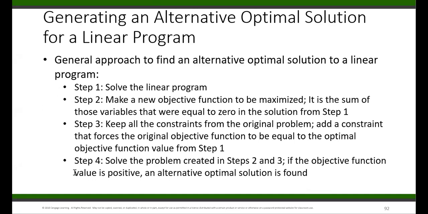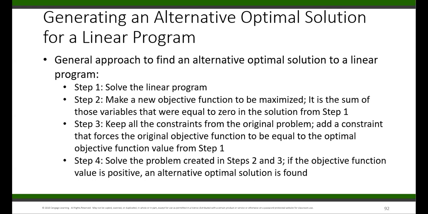You revise the linear program. You want to maximize now a new objective function, which is the sum of those variables that took 0 in the optimal solution of the first step, in the original solution. Keep all the constraints the same, add another constraint that forces the original objective function to be equal to the optimal value that you found in step 1, and solve the revised model. If you were successful to make one of those 0 decision variables take a positive value, you're done. You have found an alternative solution.